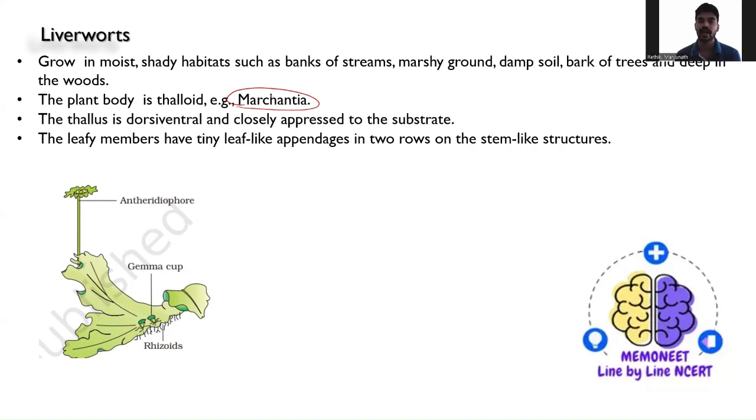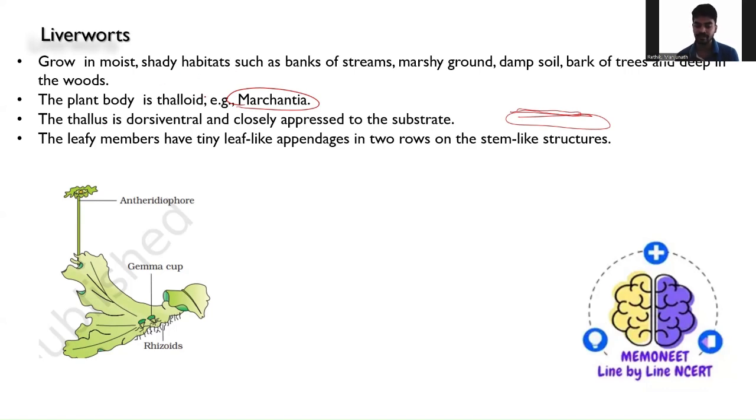This thallus is dorsiventral and closely appressed to the substrate. Imagine the substrate is a rock or something; the thallus is closely attached, pressed to the substrate. Then the leaves: they show a leafy-like appearance.